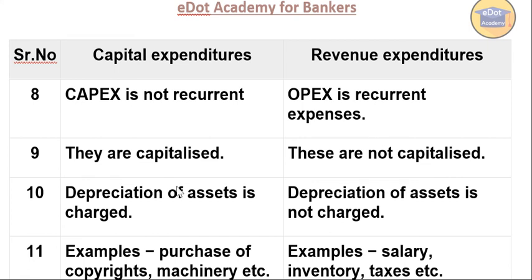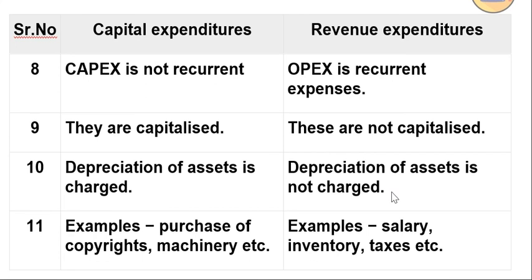And moving ahead, ninth, they are capitalized. Capitalized means they are always taken as capital in the balance sheet, whereas revenue expenditure is not capitalized; it always goes to the profit and loss account. Number 10, whatever capital expenditure is there, whatever asset you have acquired, you have to charge depreciation on it, whereas in revenue expenditure, depreciation is not charged.